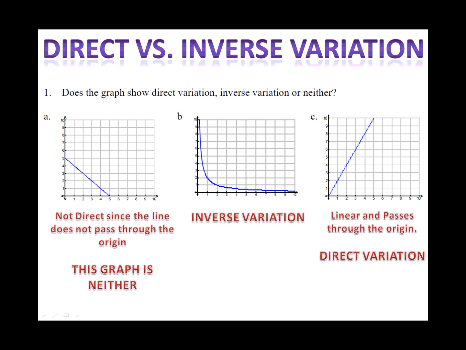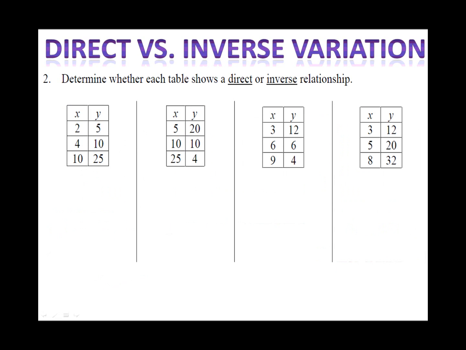On the last example, example 2, they want us to determine whether each table shows a direct or an inverse relationship. When we do this, we're looking for one of two things. If y over x is always the same value for all of the numbers given, then it's direct. It has a constant slope. If x times y gives us the same amount each time, then we know that we have an inverse relationship.